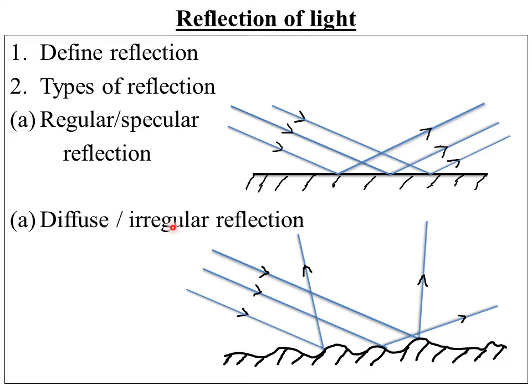So the main difference is the surfaces where the rays are hitting. For regular reflection, we use a smooth or highly polished surface, whereby the rays after hitting the surface emerge parallel to each other, moving in exactly the same direction. Whereas for diffuse or irregular reflection, the rays hit a rough surface, hence they emerge in different directions. So this is what we call irregular or diffuse type of what?